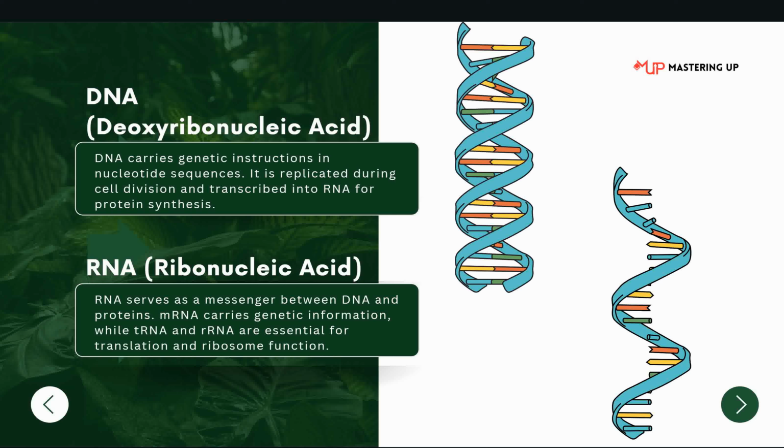Next, the other term is the ribonucleic acid, which is RNA. RNA plays various roles in the cell. For example, mRNA, that is messenger RNA, carries genetic information from the DNA to ribosomes for protein synthesis. The other forms of RNA, such as the transfer RNA and ribosomal RNA, are key players in the translation process.